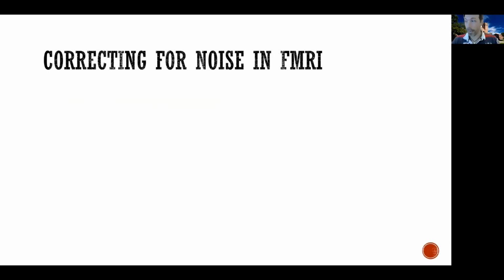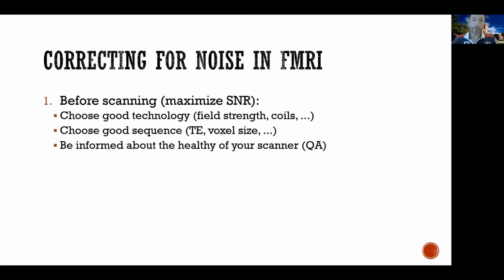So how do we correct for noise in fMRI? Well, two families of strategies. First, before you ever start acquiring data, you want to set yourself up for success, or maximize your SNR, as we say. For example, you might want to choose good technology. If you have a choice between a 0.5 Tesla and a 3 Tesla, you want the 3 Tesla, because it gives a stronger M0. You might want to choose the appropriate coil for what you're trying to do, either a full head coil or a surface coil. Then you want to choose good sequences.